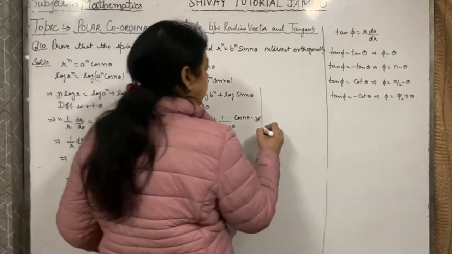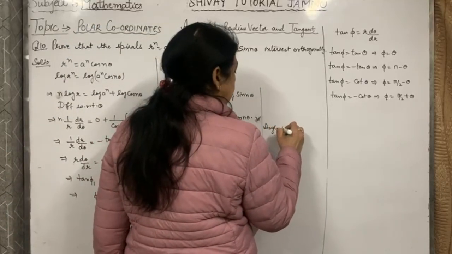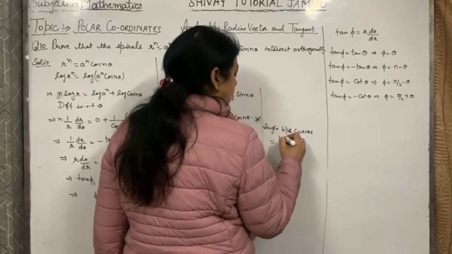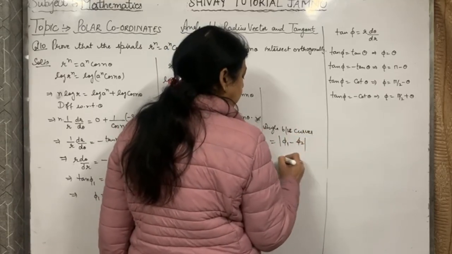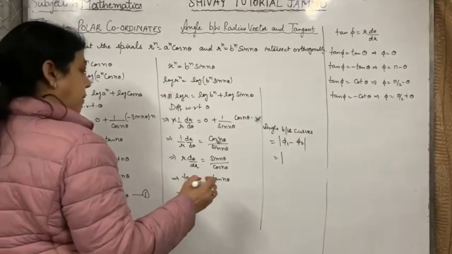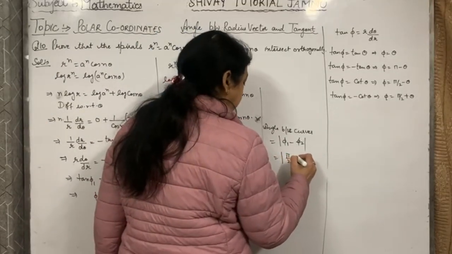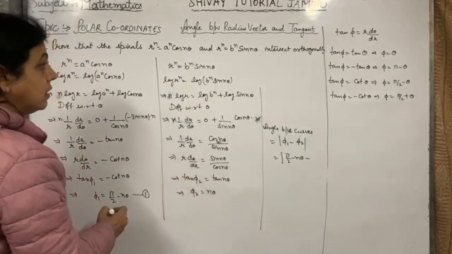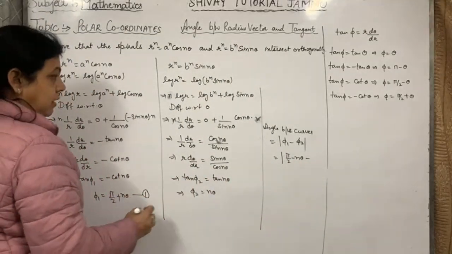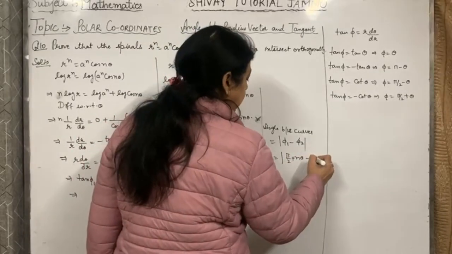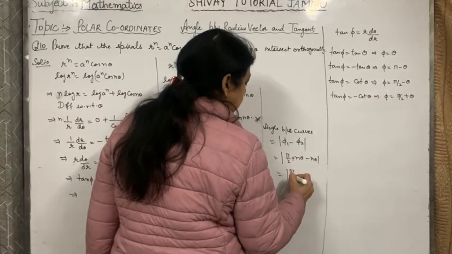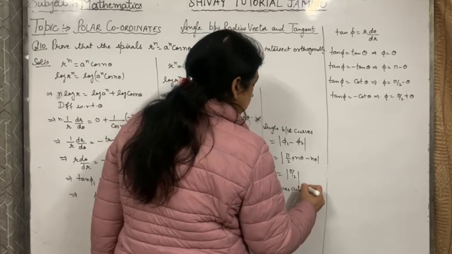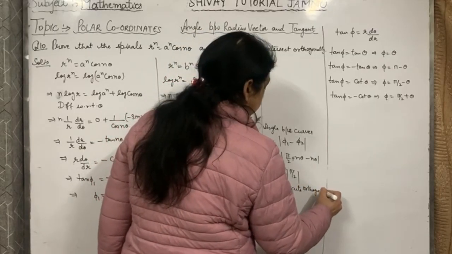The angle between the curves is mod of phi 1 minus phi 2. Mod of pi by 2 plus n theta, it is plus n theta. This is plus n theta. Plus n theta minus n theta. That is pi by 2. Therefore, the curves cut orthogonally.